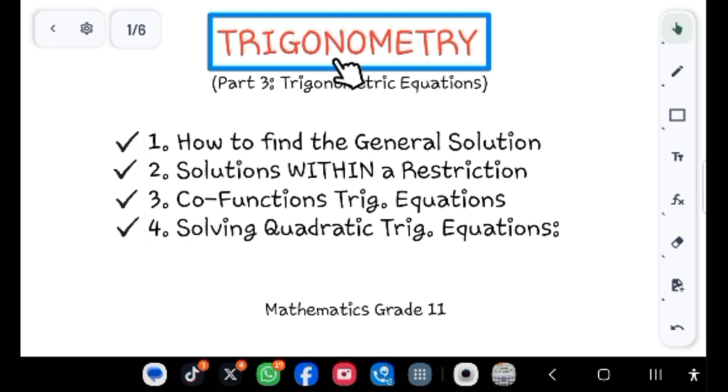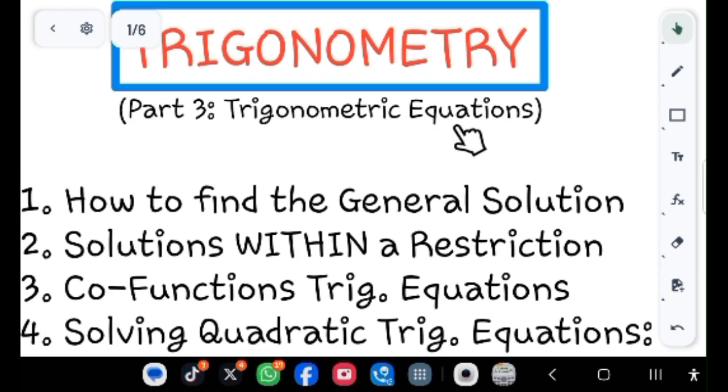And in this video, we're going to focus on trigonometry for mathematics grade 11, and this is part 3 of a 5-part video series. And in this part, we're going to focus on trigonometric equations.